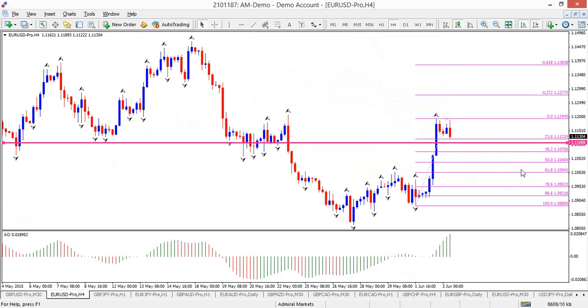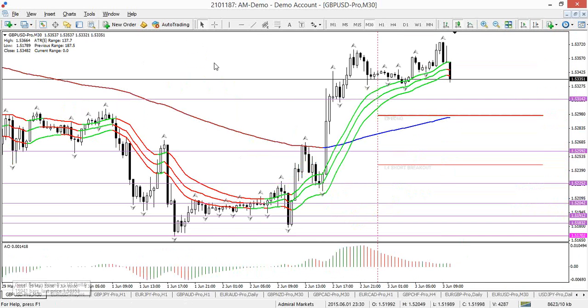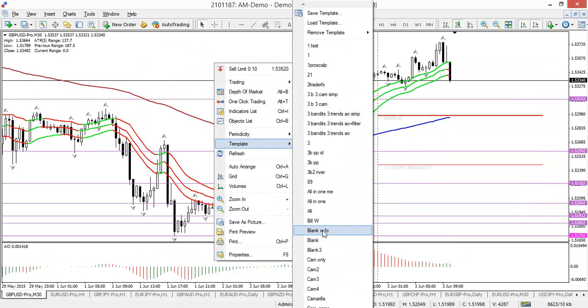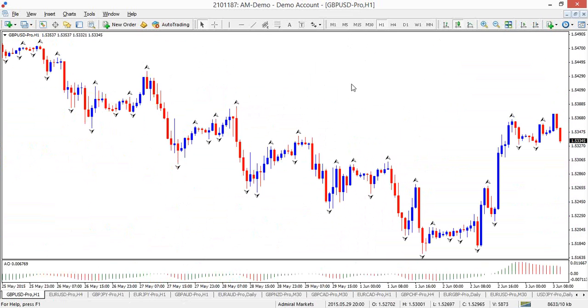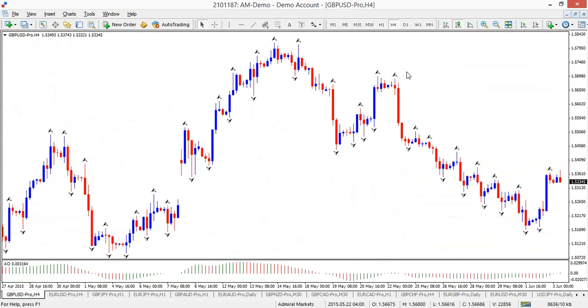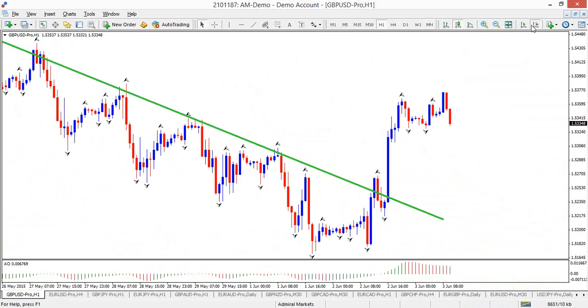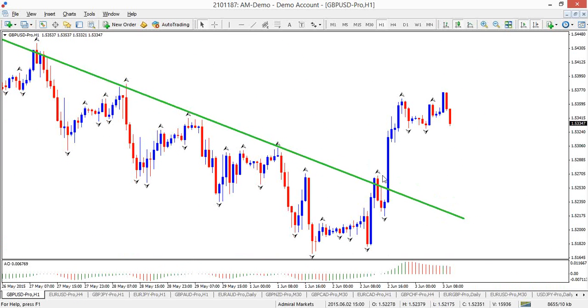Okay, I think that's it. So let's take a look at the pound dollar now. So the pound broke the channel here. Oh, I actually had it like this. The channel was broken, and yesterday offered entries potentially here at this fractal already.